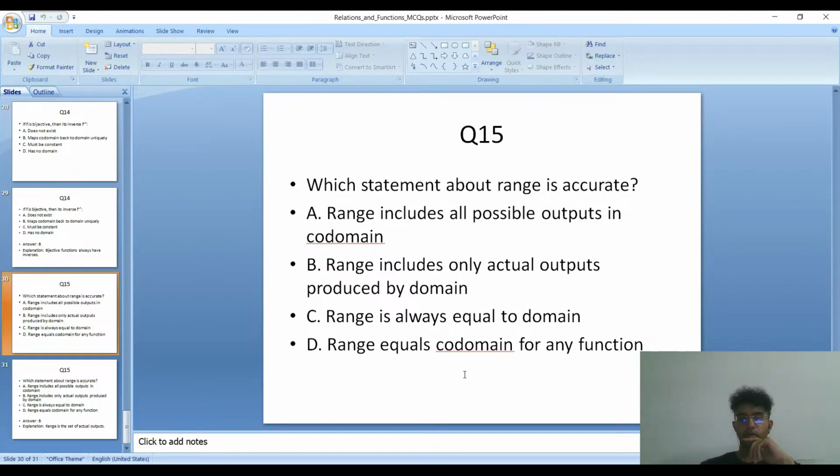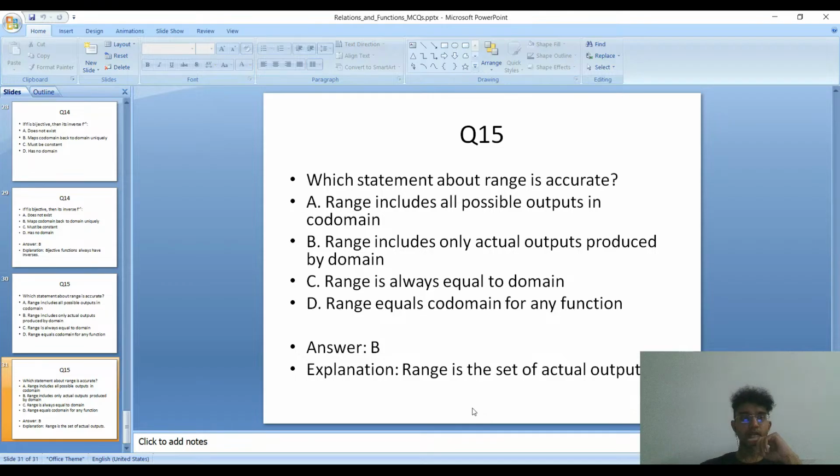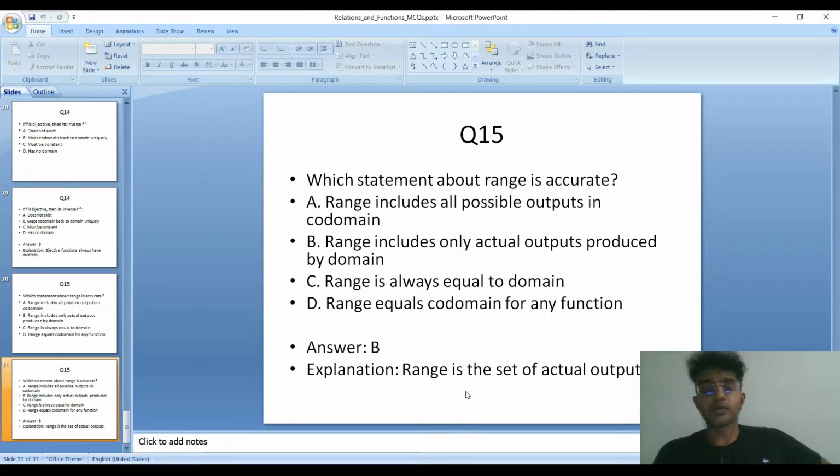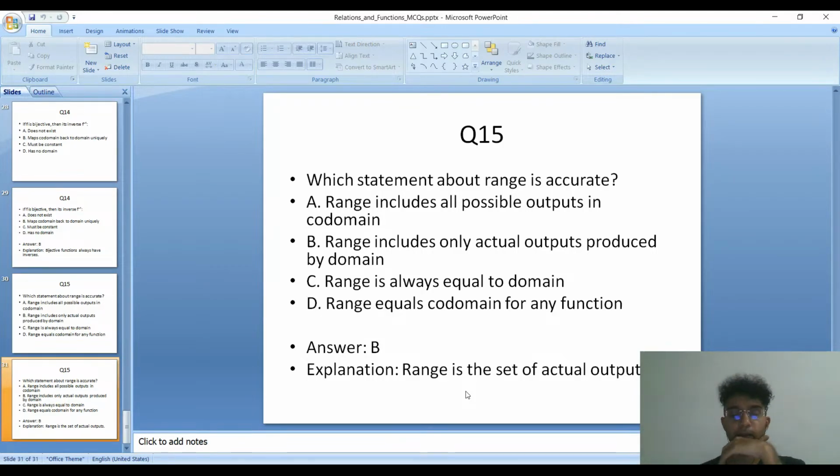All right, so you folks are saying A. No, A is not the right answer. B is the right answer. So range includes only actual outputs produced by the domain, right? So range is basically the real actual values that the function might produce, and codomain is basically everything that's technically possible in the y's zone, right? So that's the difference.